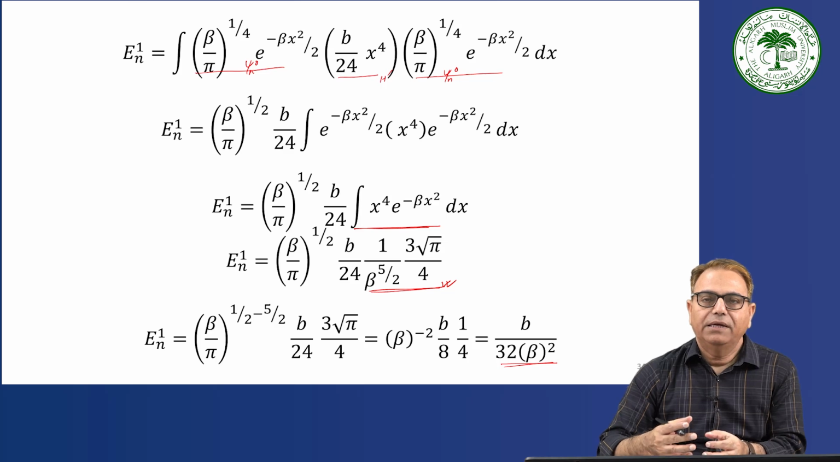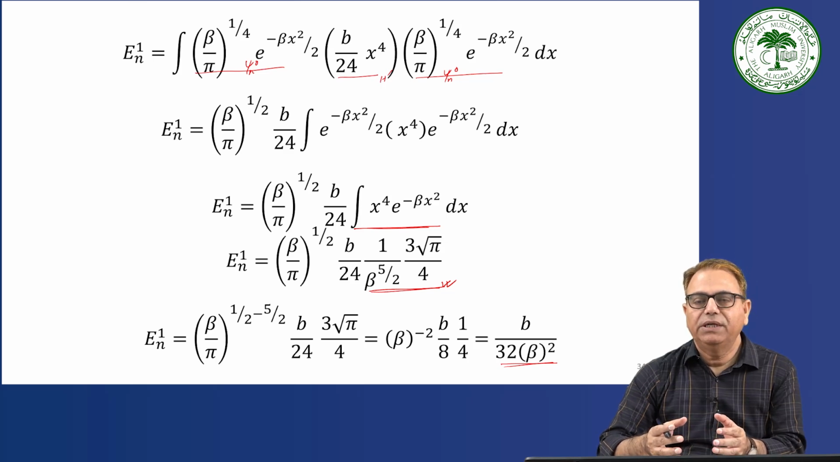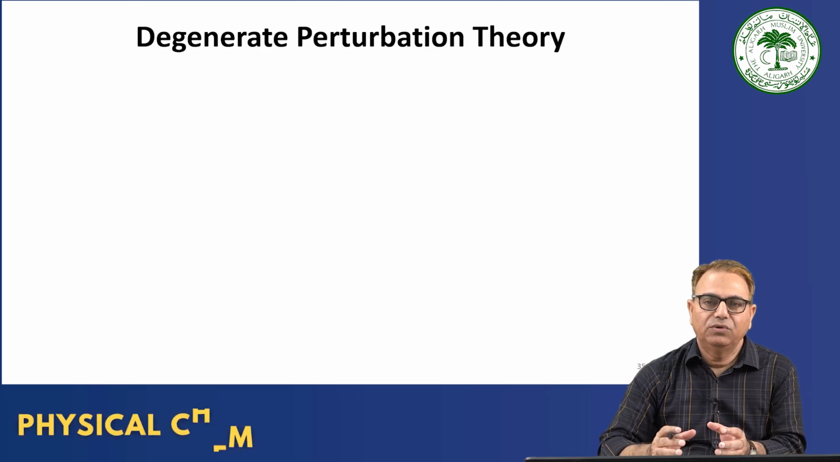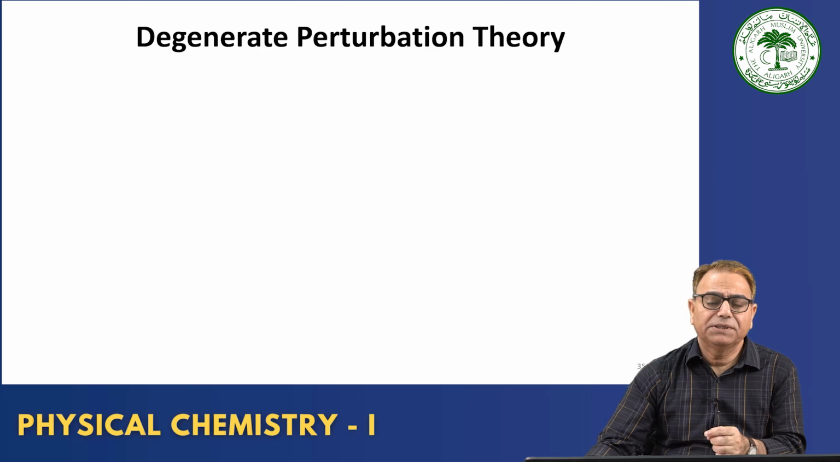I said when I was finishing the theory of non-degenerate perturbation, before doing the problems, that this is applicable only in case of non-degenerate energy states. So the next thing we will be doing is the degenerate perturbation theory. If you have the same energy state but different wave functions, how do we deal with that system if a perturbation is made?